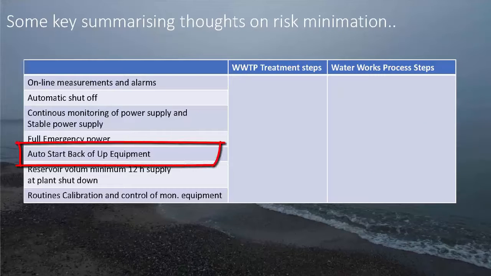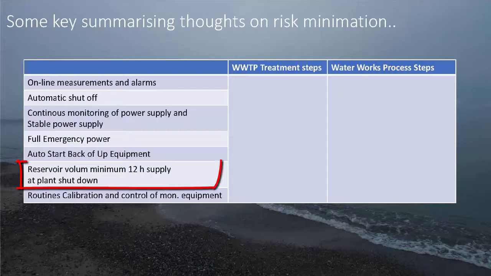Auto start of backup equipment comes with a risk analysis. What equipment do you need to back up, and so forth. This is of course relevant for the wastewater treatment plant as well as for the waterworks. Reservoir volume, minimum 12-hour supply at plant shutdown. This would be in the waterworks. So if you have a malfunction, a breakdown, you should have maybe 12 hours of water to supply.